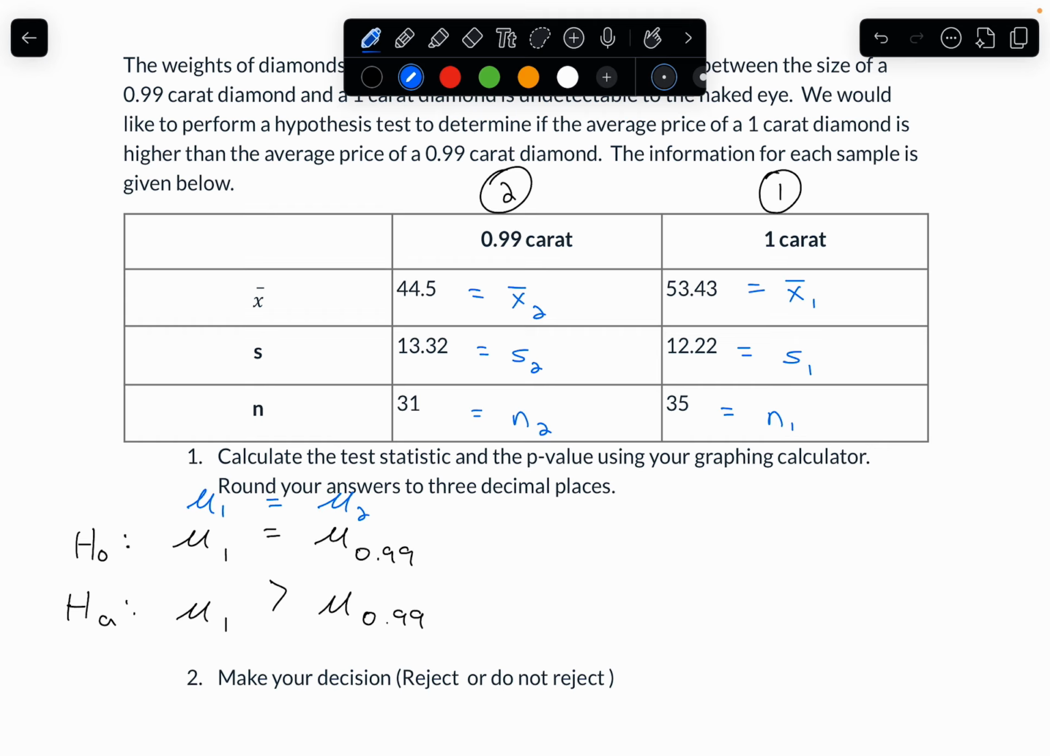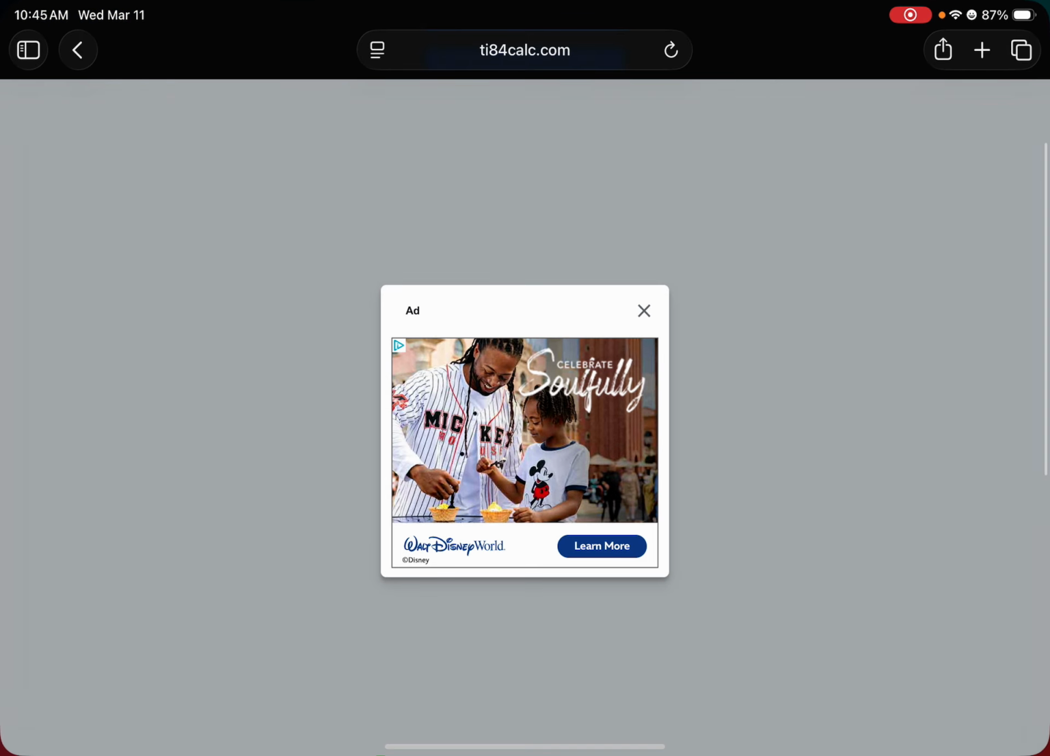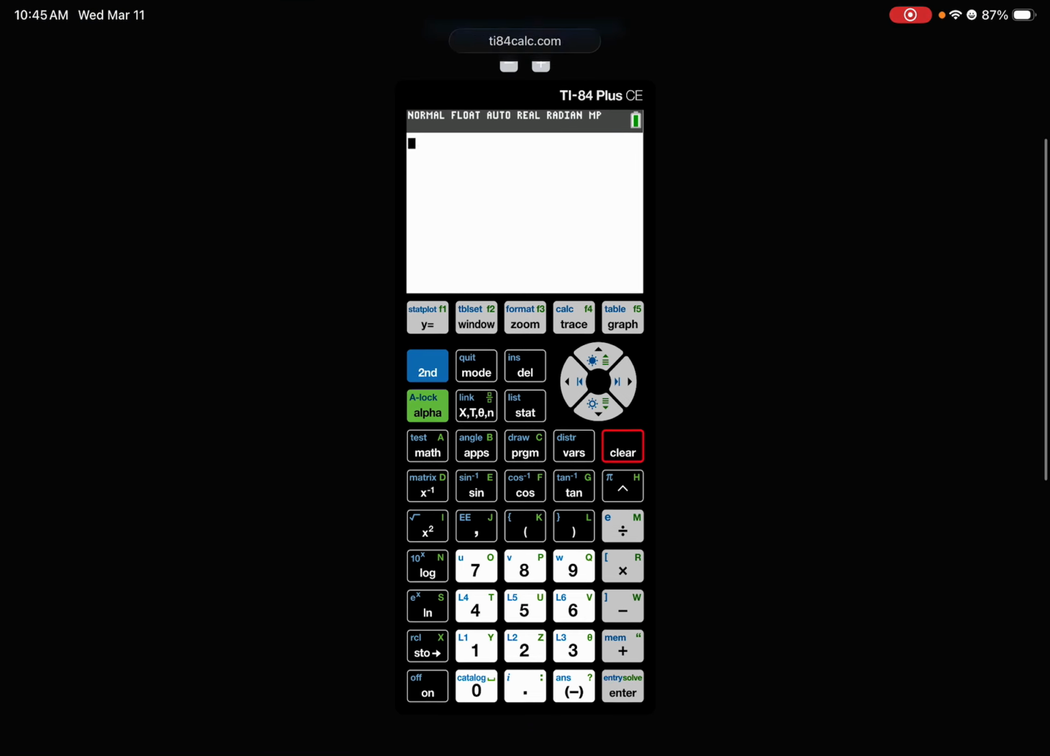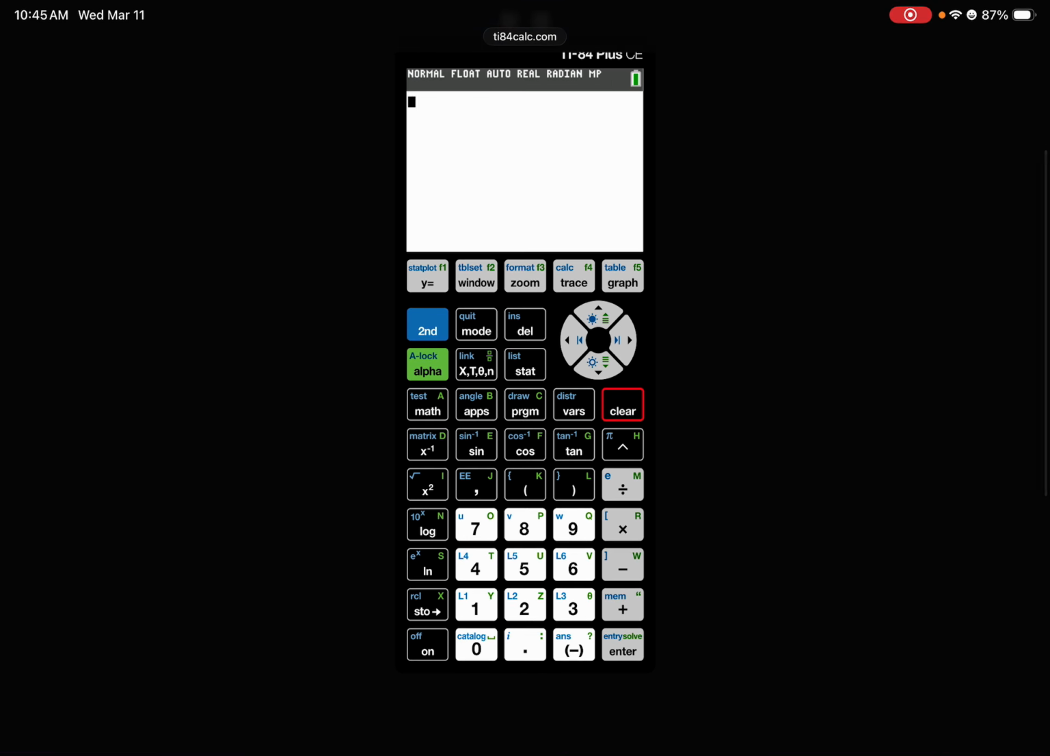So hopping over to my graphing calculator, let's have a look. I need to start off by going into the correct hypothesis testing menu. So to do that, I'm going to press stats. I'm going to arrow over twice so that I'm under the tests menu. And I'm going to choose option number 4. It says 2 sample t-test because we have 2 independent samples. We're using our t-distribution. So we're going to go ahead and press enter.